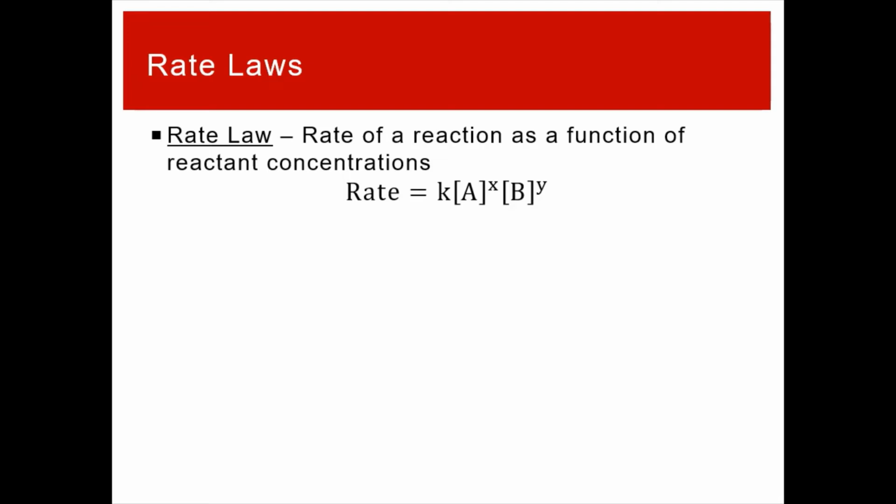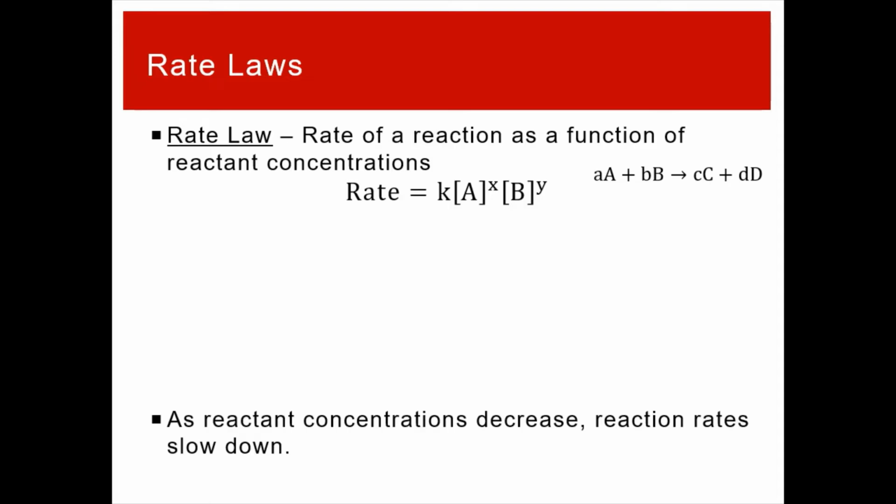So what a rate law looks like is this. Rate is equal to k times the concentration of A, in brackets, up to the x power, times the concentration of B to the y power. It's important to note this is again for a generic reaction. So capital A is the formula of one of your reactants, B is your other reactant. However many reactants you had, they would just show up here. So if you had 3 reactants, all 3 of them would show up in the expression.